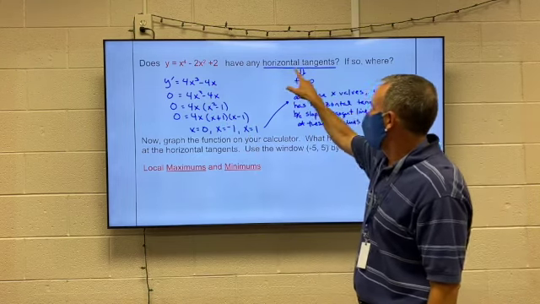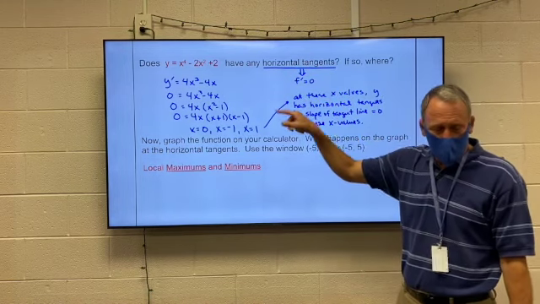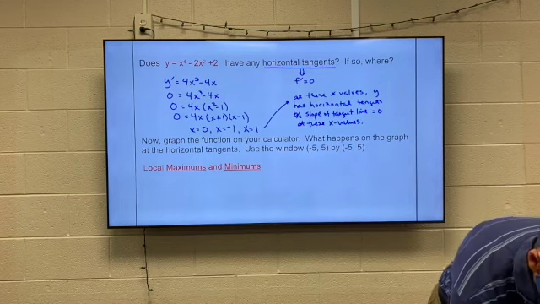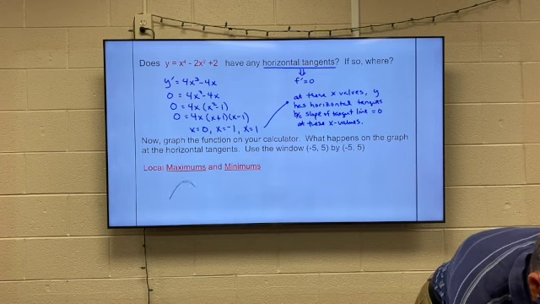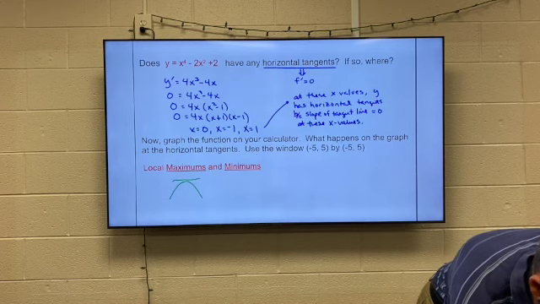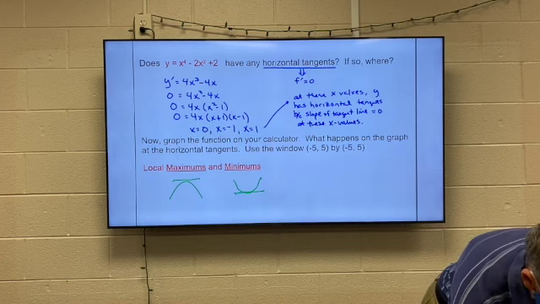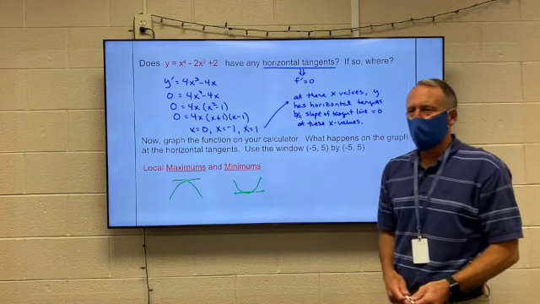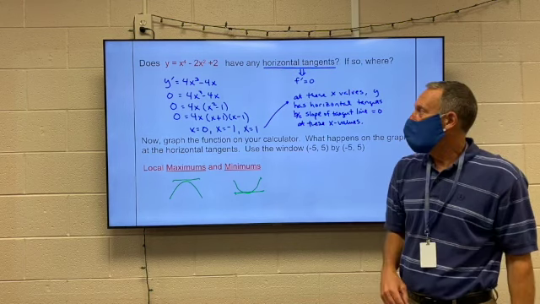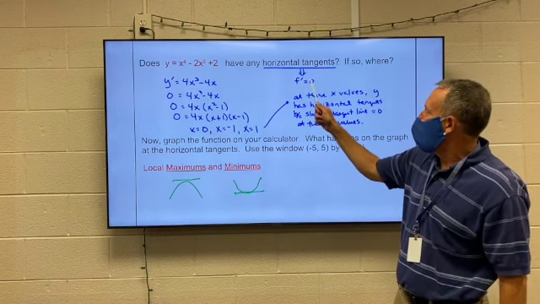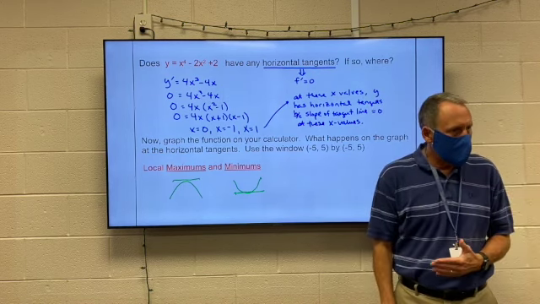How do I find out if there's any horizontal tangents? Well, guess what? A horizontal tangent, when do horizontal tangents occur? They occur at maximums and minimums. If there's a maximum of a function, there's going to be a horizontal tangent. If there's a minimum of a function, there's going to be a horizontal tangent. And of course, what is the slope of a horizontal tangent? We already discussed it. 0. So all I do is I set f prime equal to 0 and figure out what values of x will give me a derivative of 0.